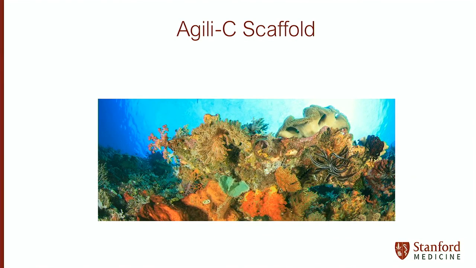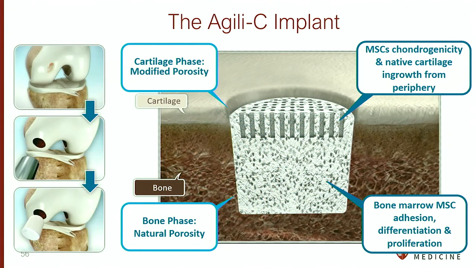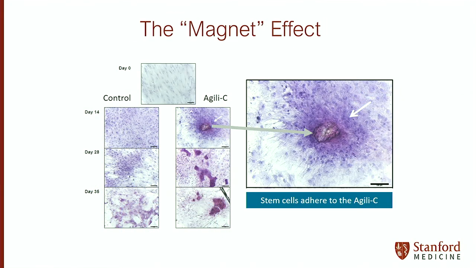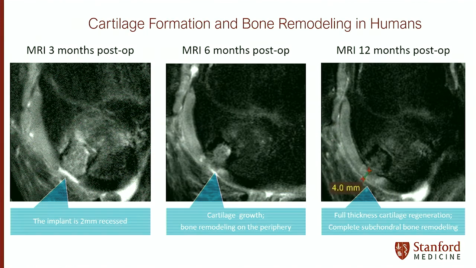I just want to close by making you aware of another multi-center and multinational study that's going on with the Agili-C scaffold. This is quite intriguing. I was a part of this study at University of Missouri, but it's ongoing still. Basically, this is an aragonite scaffold, so it's made of sea coral. You can see the differential porosity, recruiting to make bone down below and cartilage regeneration up top. You can see histologically what we think is going on is a kind of magnet effect for the MSCs, where they really are adhering to this implant and, depending on where they are, changing into the type of tissue that we're looking for.